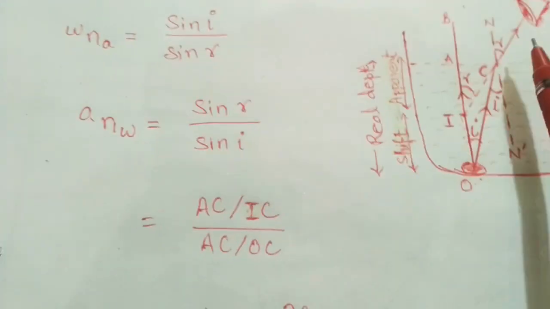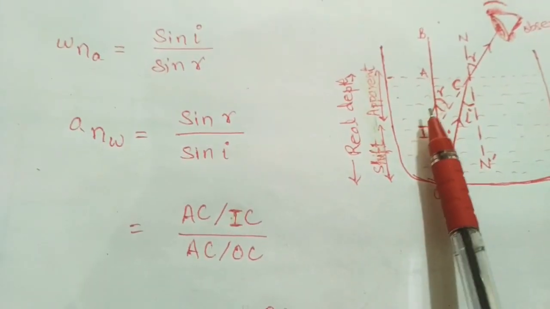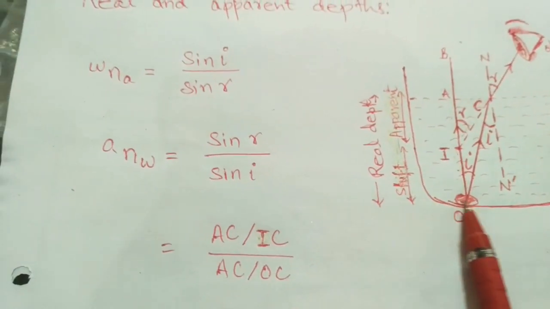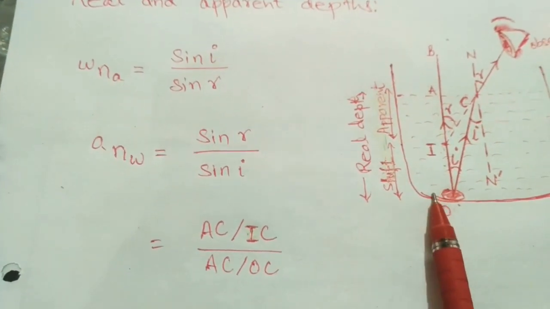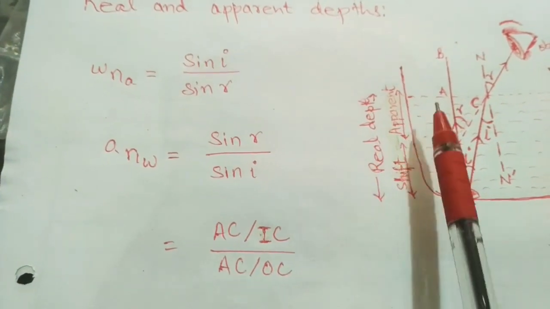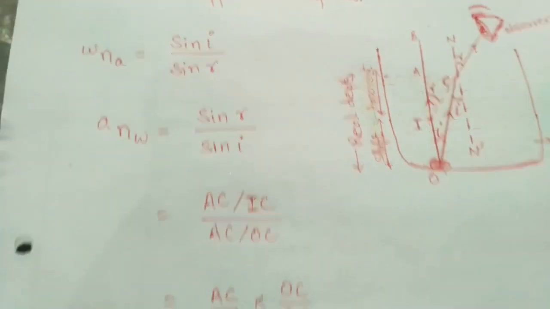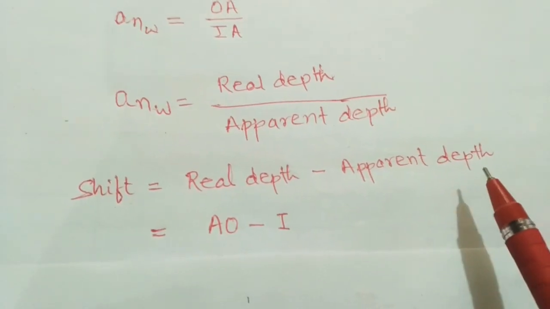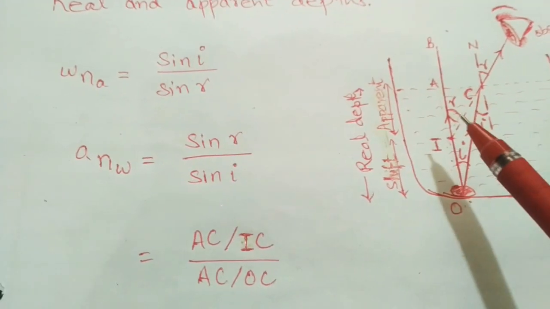But in examination, sometimes the question has the information of the shift or displacement, also known as displacement. The shift will be given, meaning the value of II will be given. How to calculate this shift? Let's do that. Real depth minus apparent depth will be the shift. Let's write that: shift is equal to real depth minus apparent depth, that is AO, the real depth, minus IA, the apparent depth.